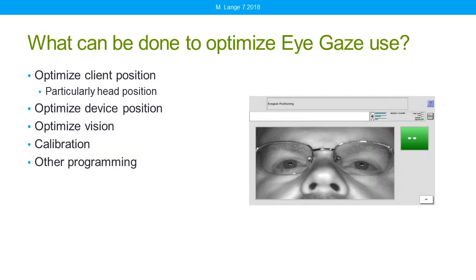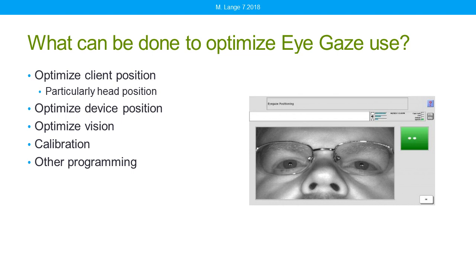So what can we do in general to optimize someone's eye gaze use? Well, we can optimize the client's position, particularly the position of the head. But remember, the head is very, very dependent on the position of the pelvis and the trunk. If this is an area you don't work in, no problem. Refer back to the team that recommended that wheelchair seating system, or find a qualified seating and mobility team in your area and refer to them. Let them know that you're exploring eye gaze and that the position of the head is very, very important.